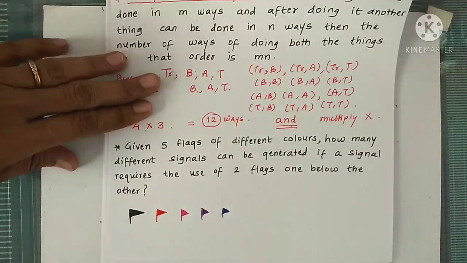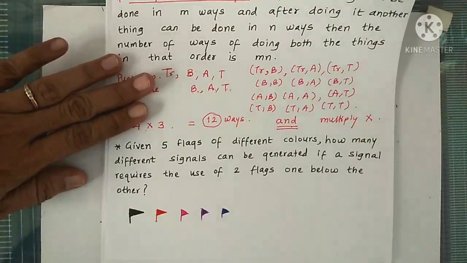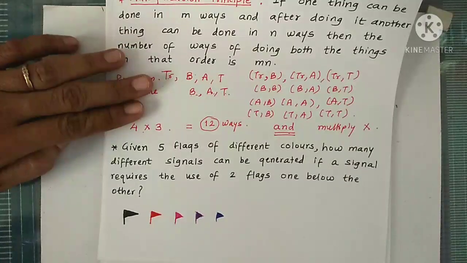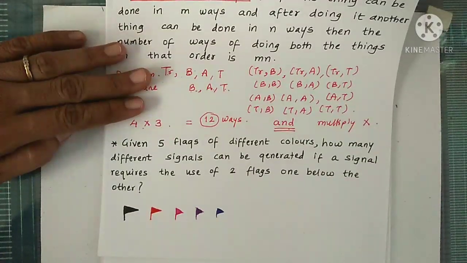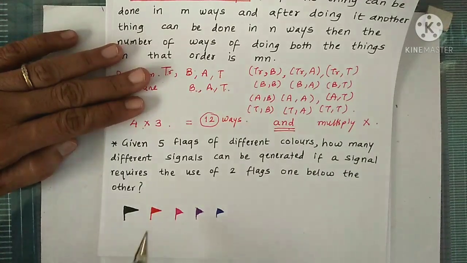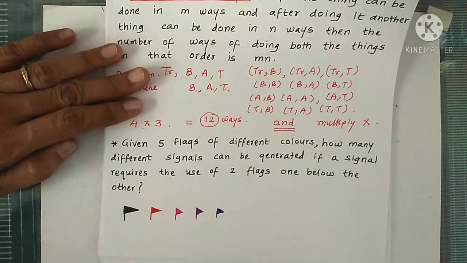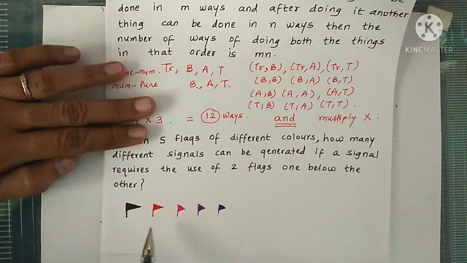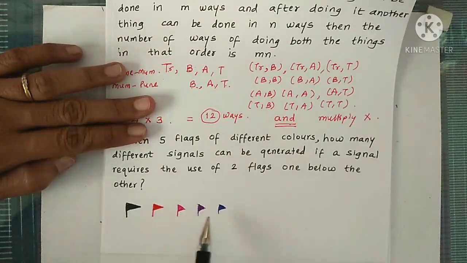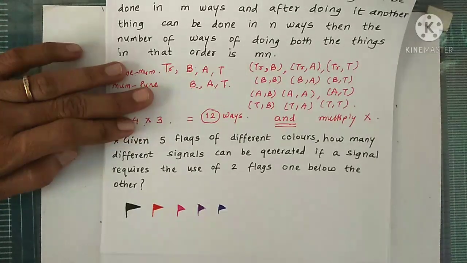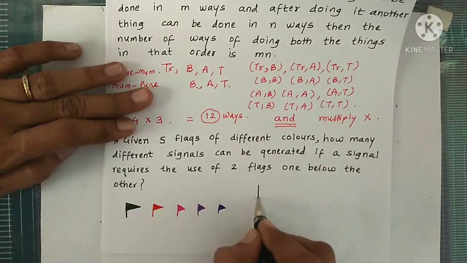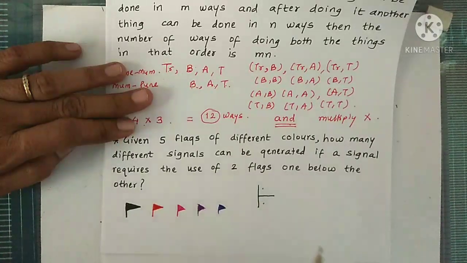Now let's solve some questions based on this fundamental principle of counting. The first question is, given 5 flags of different colors, how many different signals can be generated if a signal requires the use of 2 flags, one below the other? Okay, so we have given 5 flags. I have drawn 5 flags of different colors: black, red, pink, purple and blue. This signal requires 2 flags, so we have to place 2 flags, one below the other.